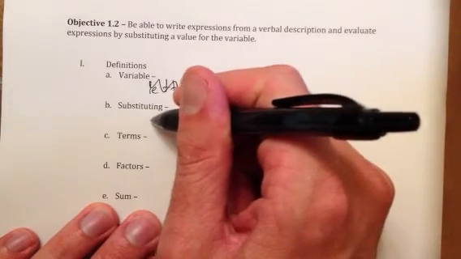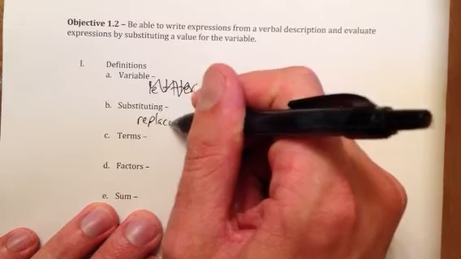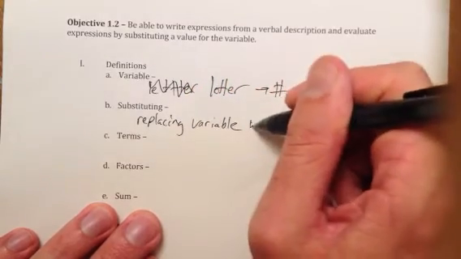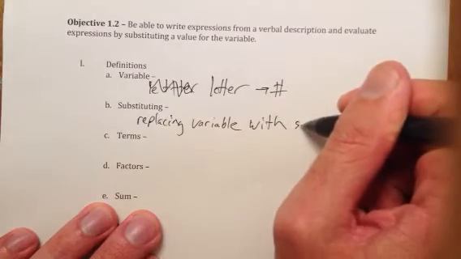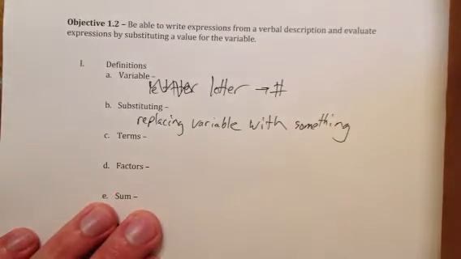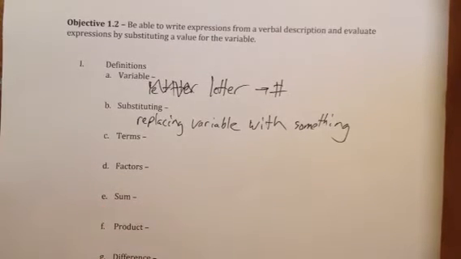Substituting, that means replacing the variable with something. That something could be a number. It could be another variable, it could be an entire expression, but for right now we're going to be assuming that's just a number.